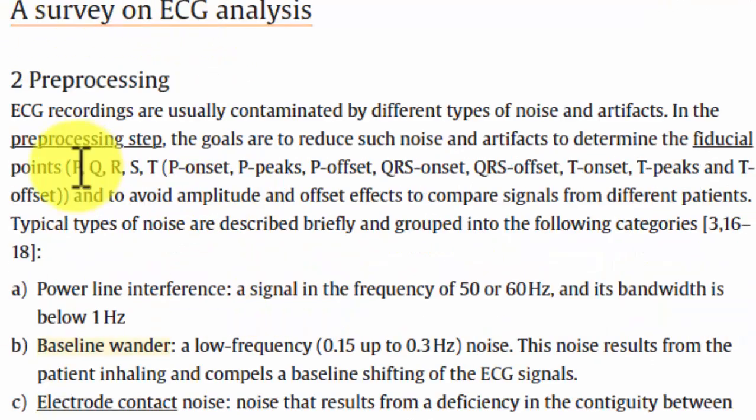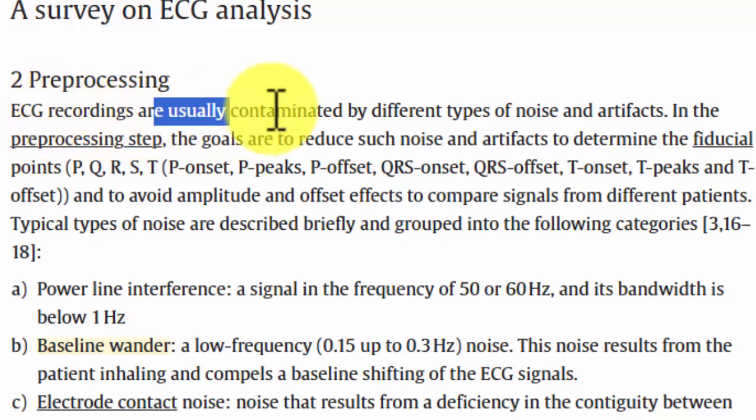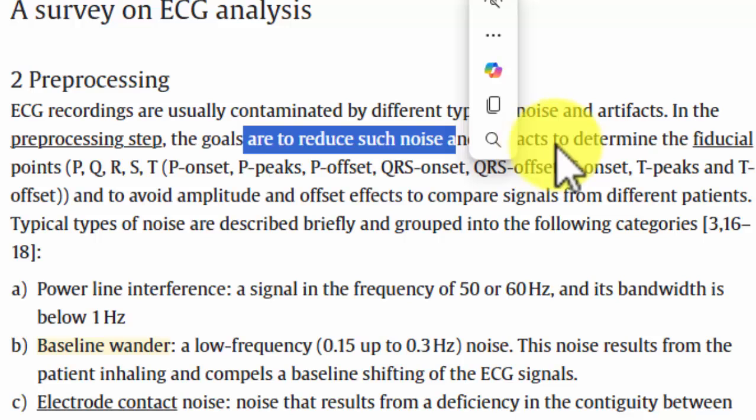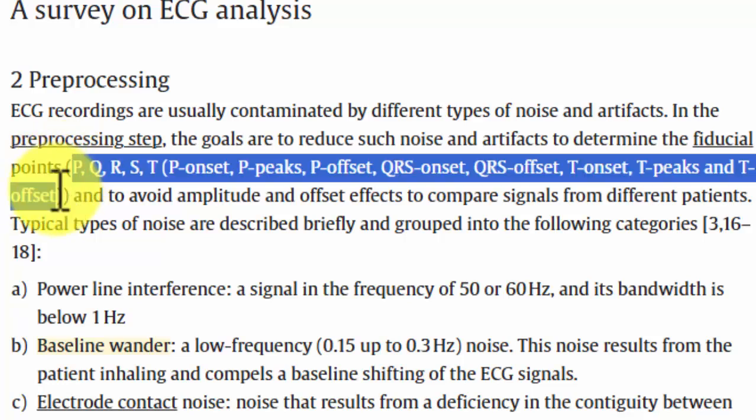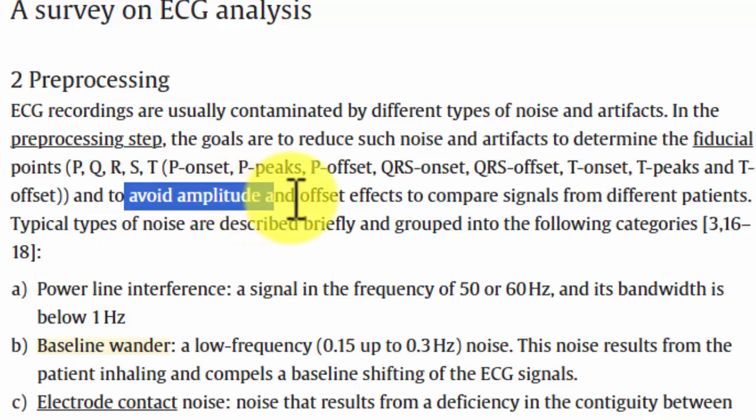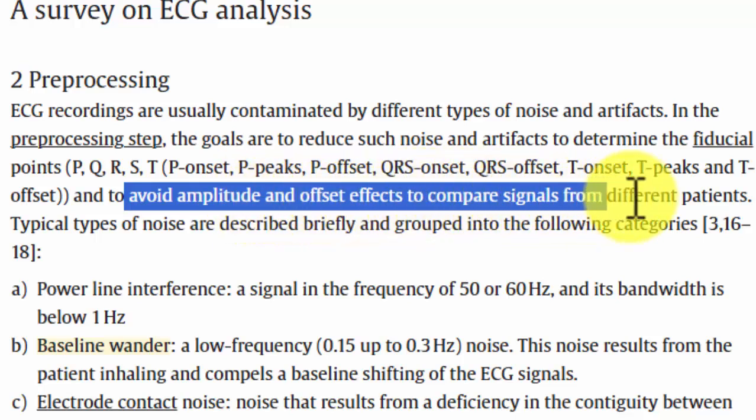This is a simple ECG recording. ECG recordings are usually contaminated by different types of noises and artifacts, and in the pre-processing step the goals are to reduce such noise and artifacts to determine the fiducial points like P, Q, R, S, and T, P onset, P peak, P offset, QRS onset, QRS offset, T onset, T peak, and T offset. So these are the points which we are interested in if we want to do some decision making on the ECG signal, and to avoid the amplitude and offset effects to compare signals from different patients.